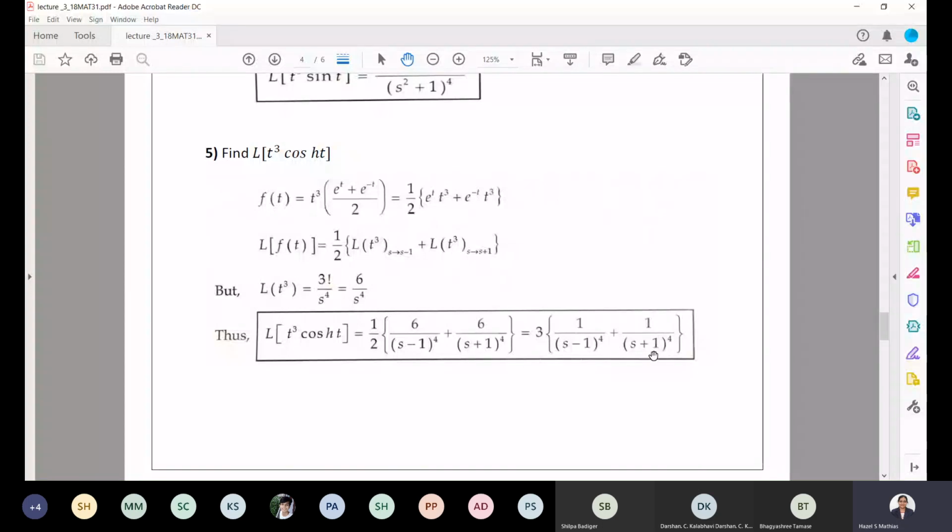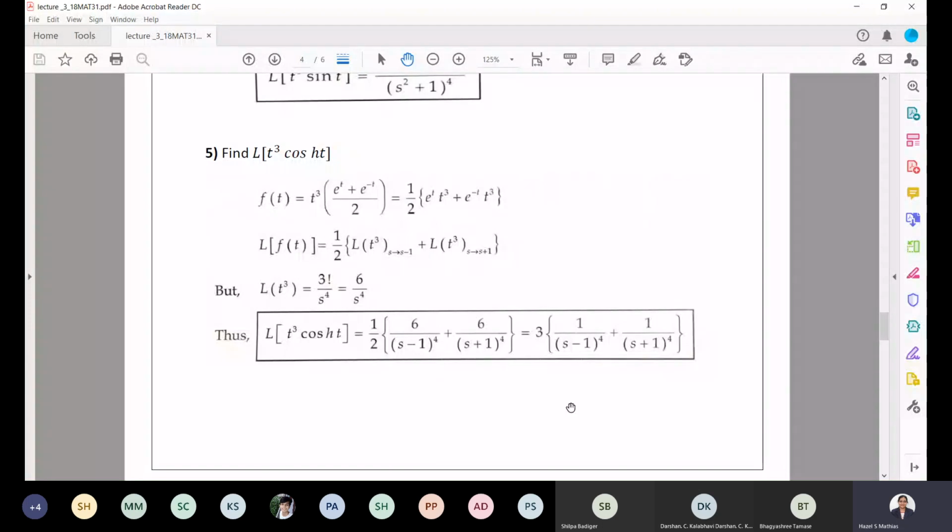It can be done in the other way also, by taking t cube and e power t as f of t using the present property. This is a homework for you all. You try this problem using the second property method, that is Laplace transform of t power n into f of t, and check whether you get the same answer.